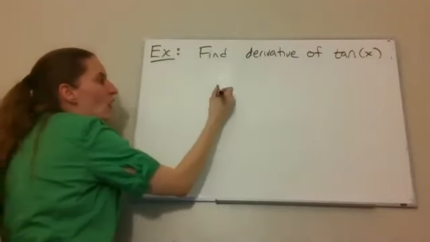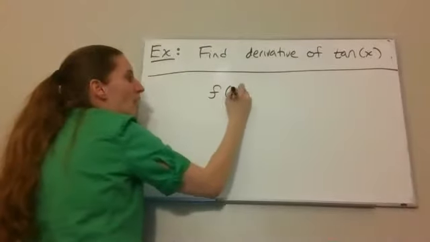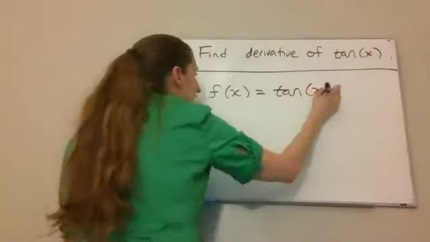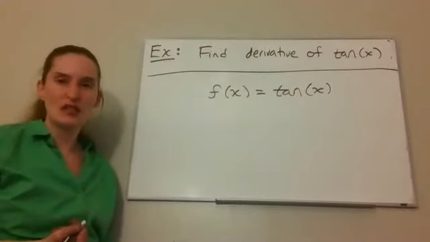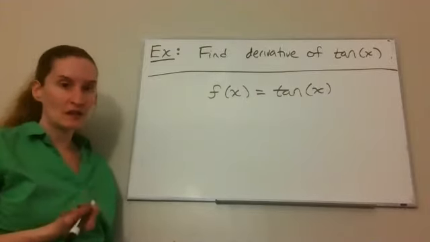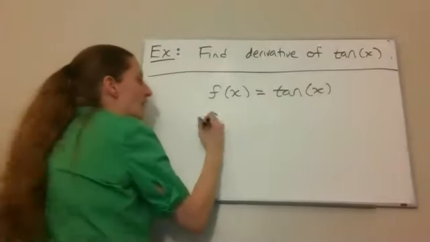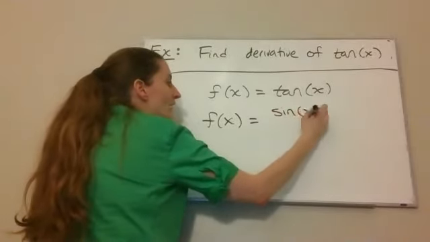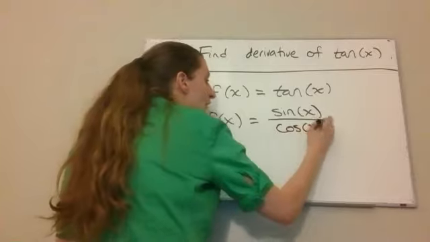So let me just call tangent f. I'll say f of x is equal to tangent of x. And the first thing we have to think of is, what is tangent equal to? We have to remember our trigonometry here. Tangent is the same thing as sine over cosine. So my function is sine of x over cosine of x.